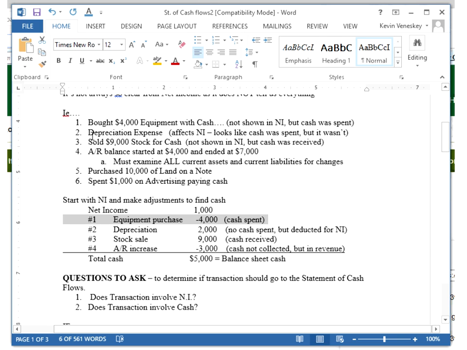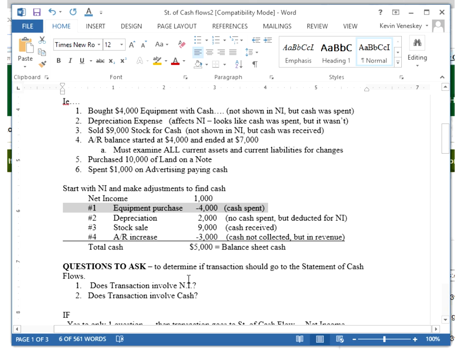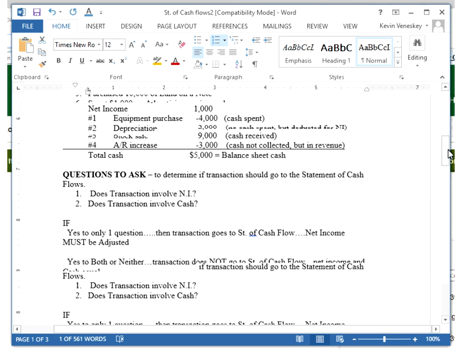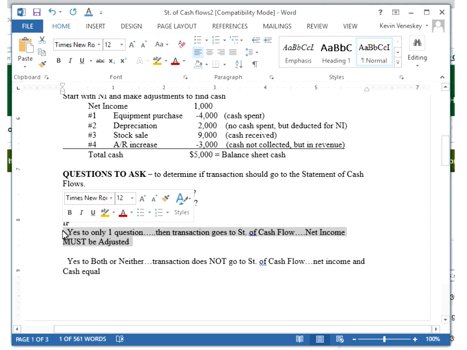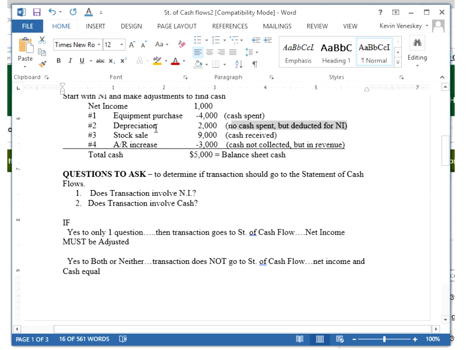All right, let's look at number 2, depreciation expense. If there was a depreciation expense, our credit would have been to accumulated depreciation. So did the transaction involve net income? The answer is yes. Depreciation expense, that's an expense. That goes on the income statement. Did the transaction involve cash? And the answer is no, it didn't. So again, we had one yes and one no. So the transaction should go on the statement of cash flows, and it does.